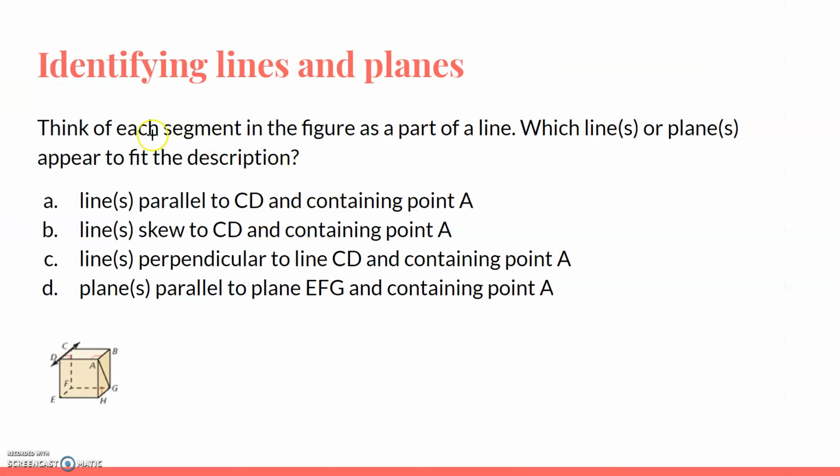Alright, so here's some practice for you guys. Think of each segment in the figure as a part of a line. Which lines or planes appear to fit the description? Alright, so you have four parts to this. A. Lines parallel to CD and containing point A. B. Lines skew to CD and containing point A. C. Lines perpendicular to line CD and containing point A. And D. Planes parallel to plane EFG and containing point A. Pause the video, give it a shot, come back for the right answer.